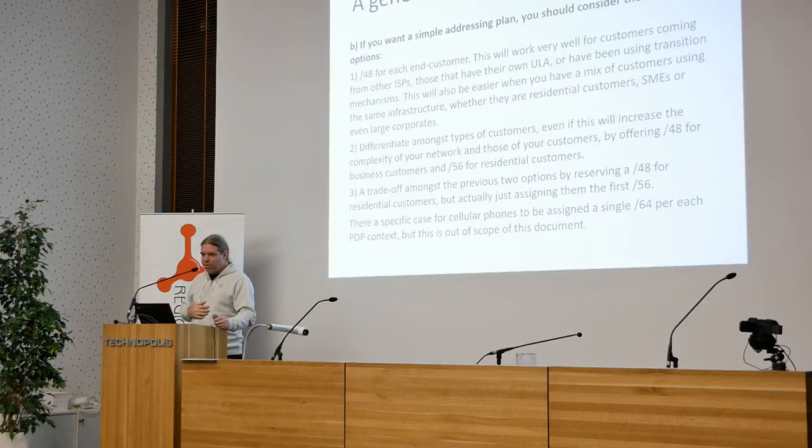Then the next option is to give residential customers a /56 and business customers a /48. That's technically a completely valid decision. On the technical side, it is a little trickier to distinguish them, and if a residential customer becomes a business customer, you have a problem because you have to renumber them. But this is mainly used by companies where people in the sales department say, we need to distinguish the data packets between types of customers because we want to give business customers more of something. They don't understand what this is, but they want to give more of something to business customers. So we say, okay, let's give residential customers a /56 and business customers a /48, and everybody's happy.